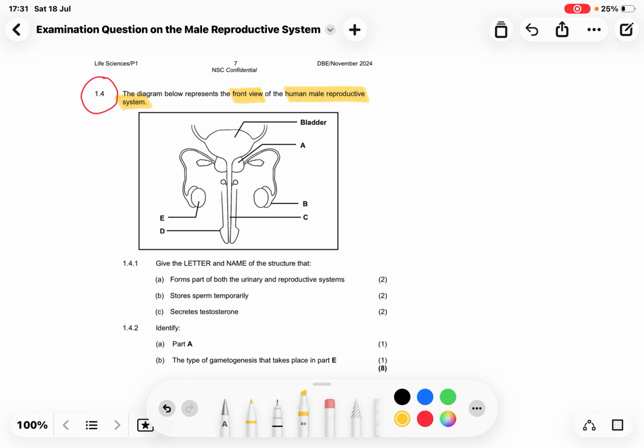Right. The next thing that we need to do is to study the diagram. Let us study the diagram before we dive into the questions. So we're going to study this diagram by labeling the parts that are given in this diagram. We're going to start with part A. Part A is this part. I'm just going to add some color so that it is easier to remember. That's part A. Part A is our prostate gland.